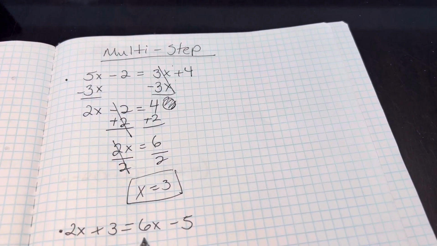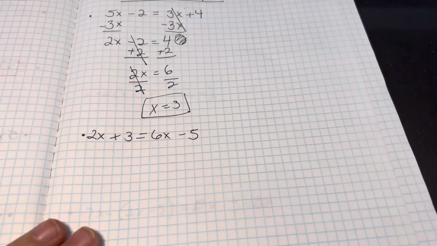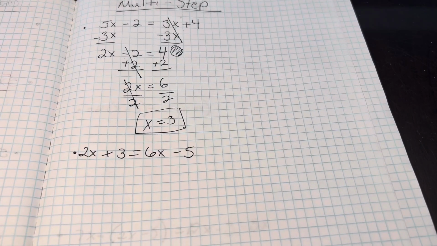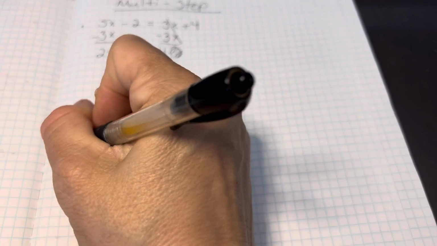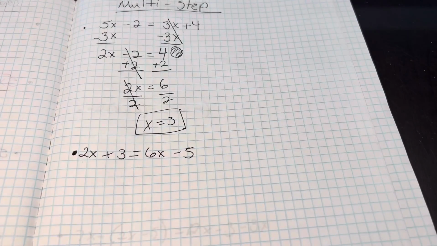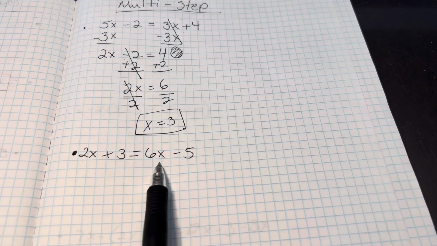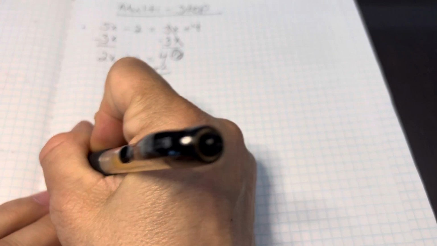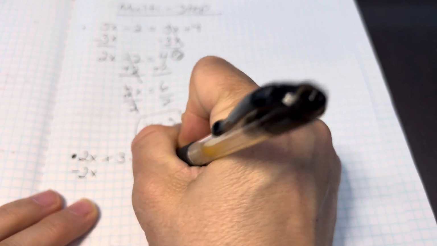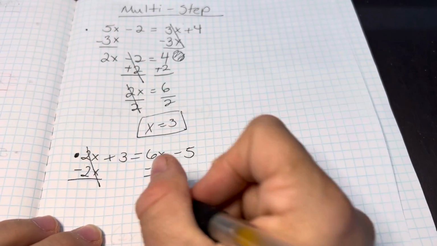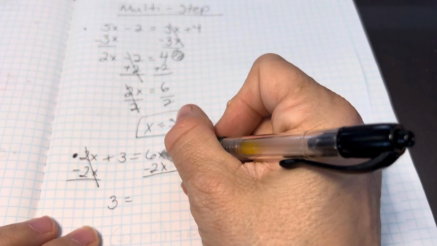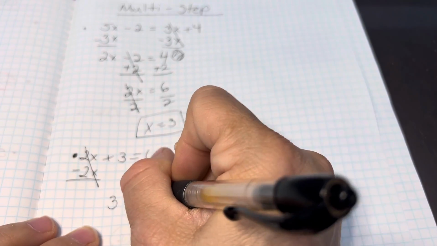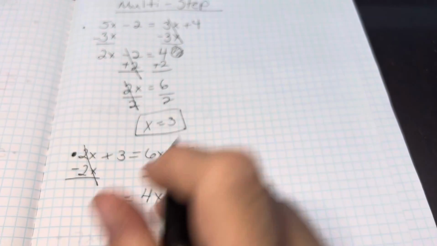Okay, again, I need to get x's on both sides of this equation. Does it matter which side the x's go on? No, it doesn't. It really, really doesn't. And since I'd rather have a positive x, I'm going to take this. It's a point, by the way, it's not a minus. Since it's a positive 2x and a positive 6x, I'm going to subtract 2x just to keep my x positive. So minus 2x, minus 2x. Those cancel. I get 3 equals 6x minus 2x is 4x, minus 5.